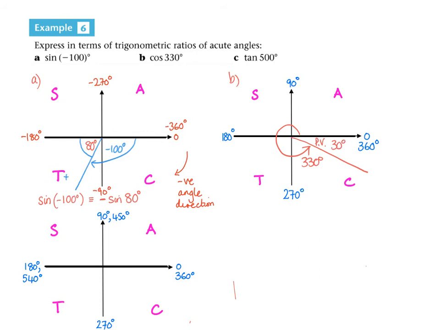Now we're in the fourth quadrant. The cos ratios in the fourth quadrant are all positive. So that means that the cos of 330 degrees is exactly the same as the cos of 30 degrees. Again, if you pop that in your calculator, then you can see that they're the same ratio. So we're looking for a positive angle, so the positive angle went in that direction.